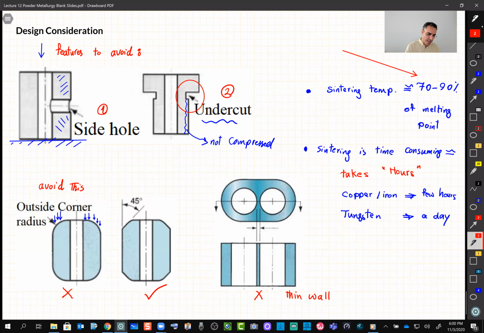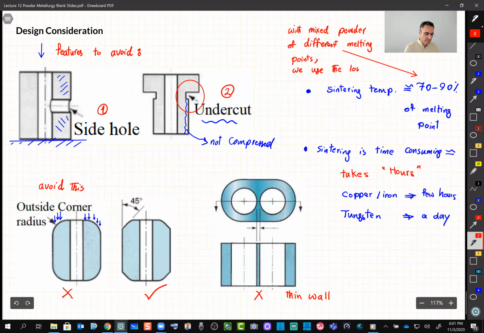So let me then write it down here so I don't forget. With mixed powder of different melting points, we use the lower melting point as reference. Okay, so that's about it.